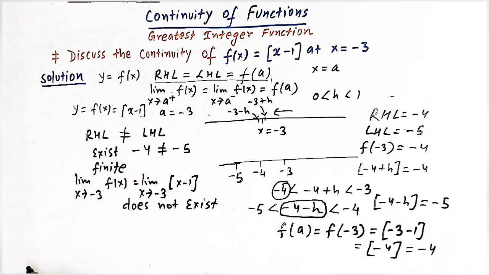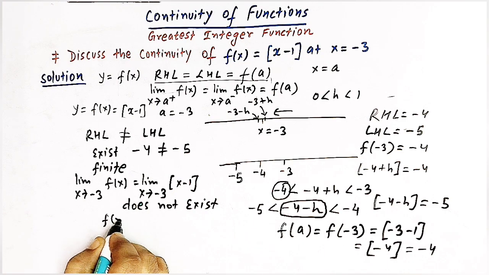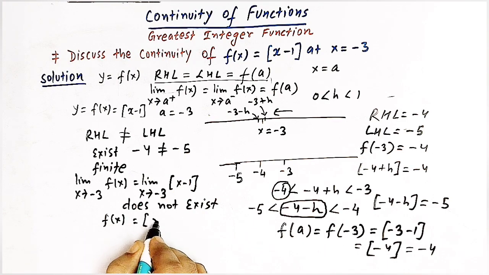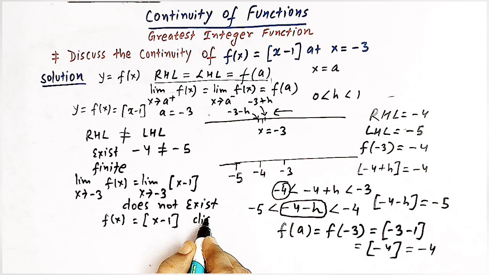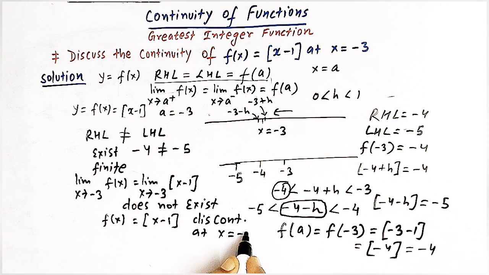Hence we can say that the function f of x, that is greatest integer of x minus 1, is discontinuous at x is equal to minus 3.